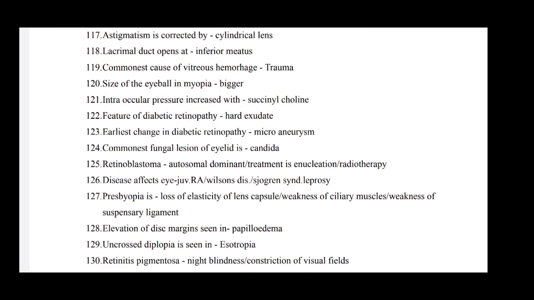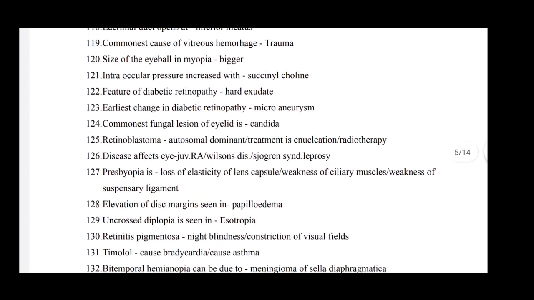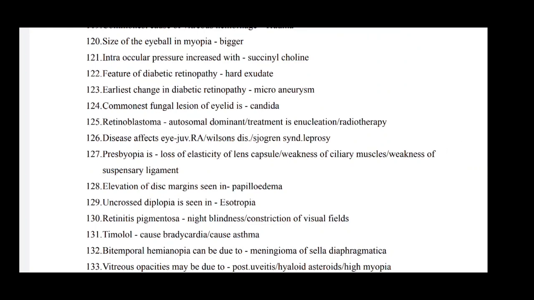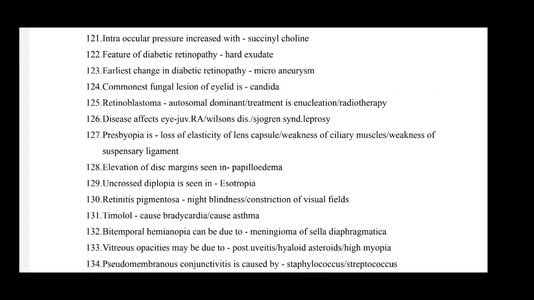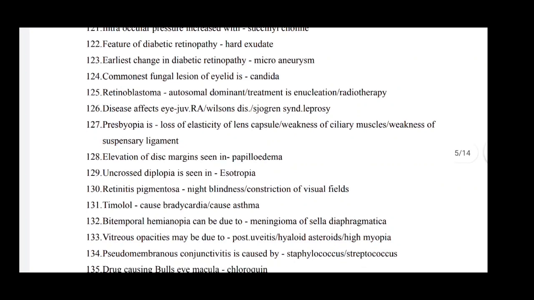Intraocular pressure is increased with succinylcholine. A feature of diabetic retinopathy is hard exudates. The earliest change in diabetic retinopathy is microaneurysm. The commonest fungal lesion of the eyelid is candida. Retinoblastoma is autosomal dominant. Treatment is enucleation and radiotherapy. Diseases affecting the eye are juvenile rheumatoid arthritis, Wilson disease, Sjögren's syndrome, and leprosy.